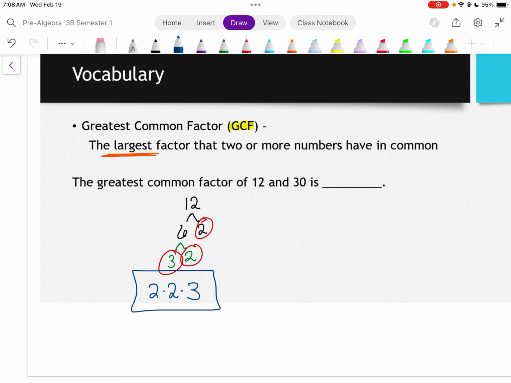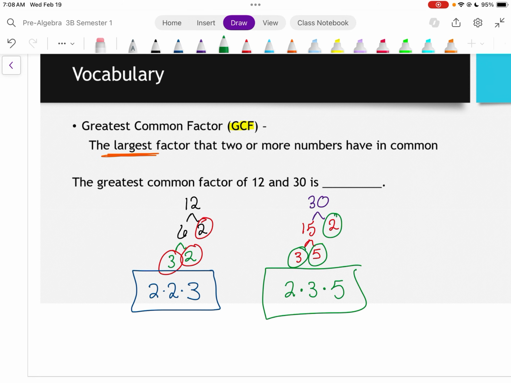Now we're going to save those numbers, and we're going to move over to the number 30. So 30, we are going to factor into a tree. I'm going to do 15 and 2. And 15, that could be factored into 3 and 5. All of these are prime, so we are at the end of our factor tree. So our factors for 30 would be 2 times 3 times 5.